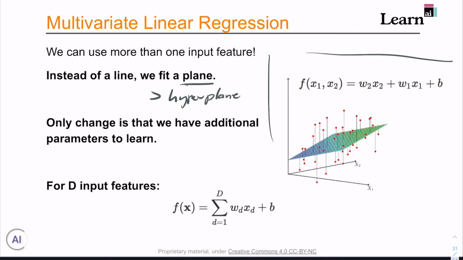And then for D input features, it looks like this, right? It's just the sum of WD, which is, say, one of these. So this is W2, W1, we could have W3. So WD times XD, which is your input dimension. And then we're adding B still, our intercept. Make sense? Nothing fancy here. We're just adding more parameters.